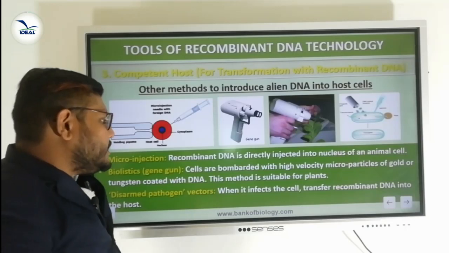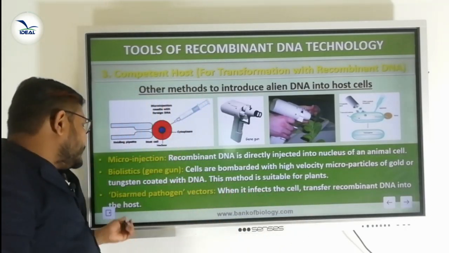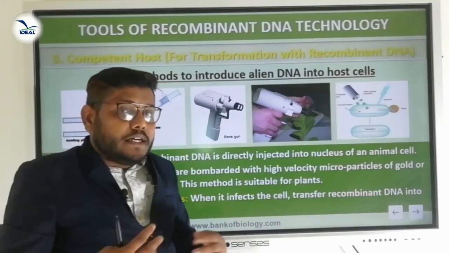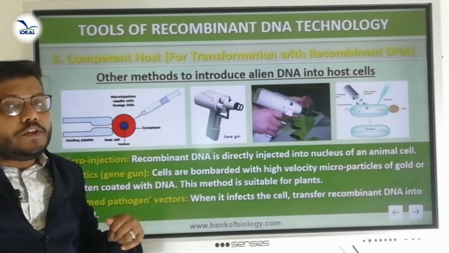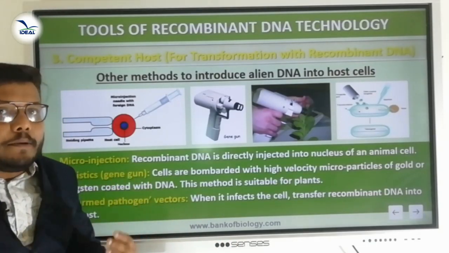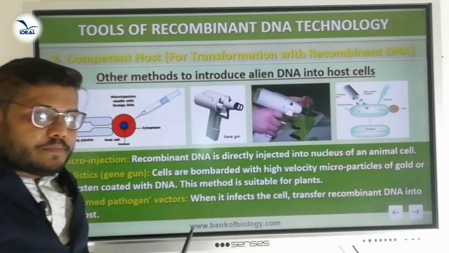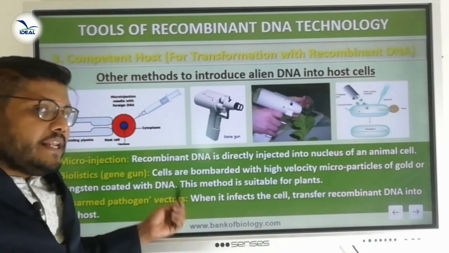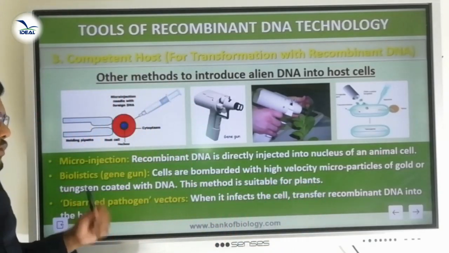What is a disarmed pathogen vector? When it infects the cell, it transfers recombinant DNA into the host. What is a pathogen? The substance which causes disease. That is called a pathogen. Disarmed pathogen means the substance does not cause disease. That is called a disarmed pathogen. So the disarmed pathogen vector means that when it infects the cell, that particular cell transfers recombinant DNA into the host.